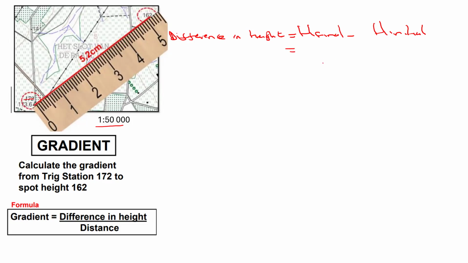And then what is our final height? Our final height, remember, if I were to say 162 minus 173.6, it's going to give us a negative number.